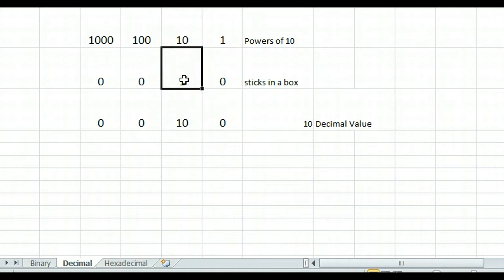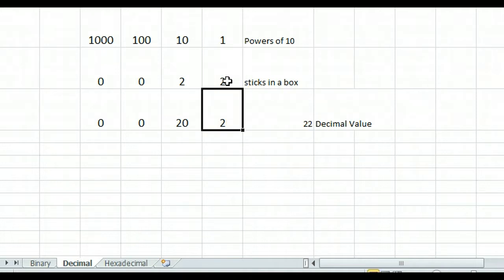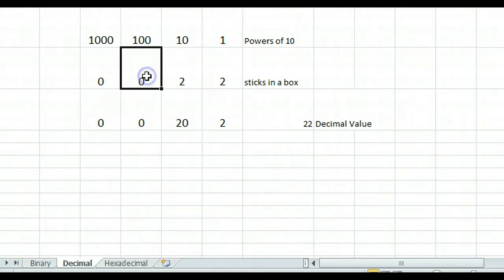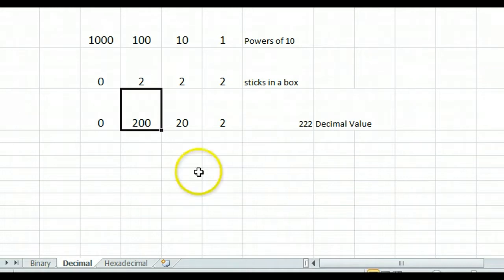and then if I had 20 sticks, it'd be 2 in this box, and now I have 20. And if I took 2 more sticks and put it into the ones column, then I would have 22. And if I put 2 in the hundreds column, they wouldn't represent the number 2, they would actually represent 200. And now I'd have 222 sticks in a box.